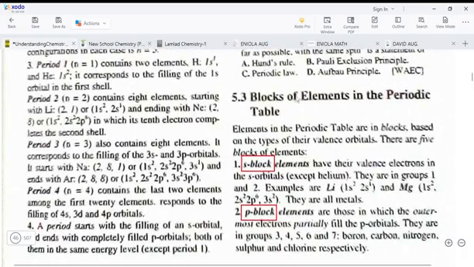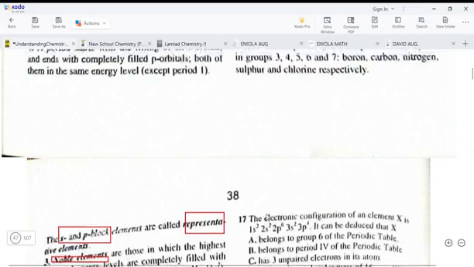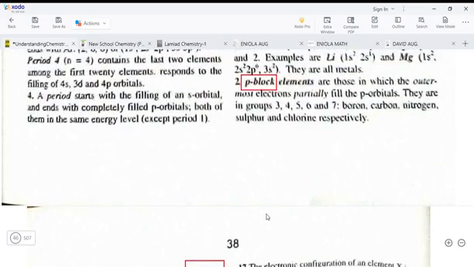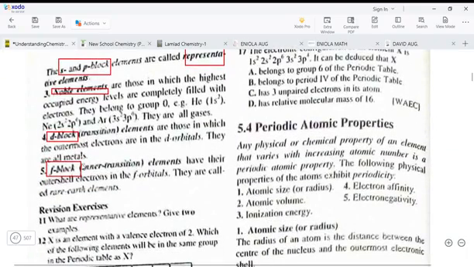There are blocks of elements. Blocks will comprise two or more groups. So when you take group 1 and group 2, that's the S block. When you take group 3 to group 8, that's the P block. Then in between group 2 and group 3, we have what we call transition metals, which is the D block. So the D block is in between.